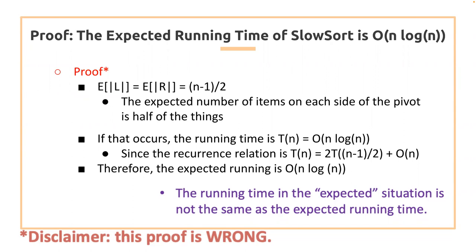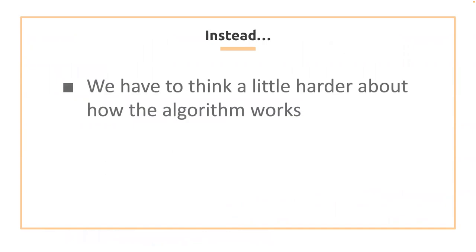So we actually have to think a little bit harder about how the algorithm works to get the right answer. The right answer is n log n, but the proof, if you ever see that proof, it's wrong, because it's taking the running time of the expected input, not the expected running time. So it's a little tricky. I encourage you to look at the slides afterwards and think about why they're not the same thing. But the part you do want to follow is this part.